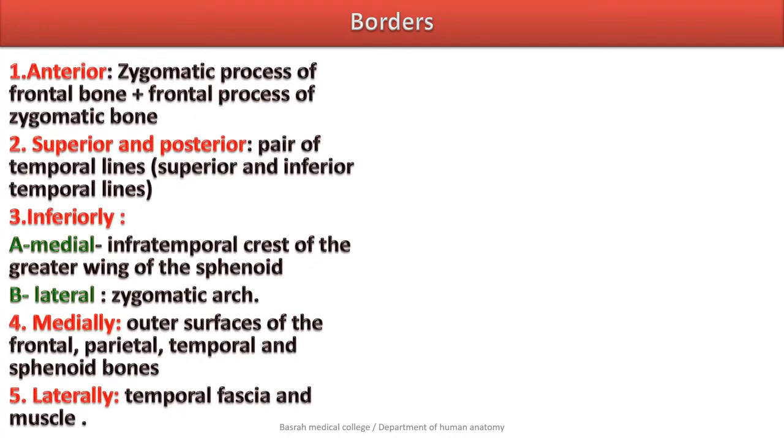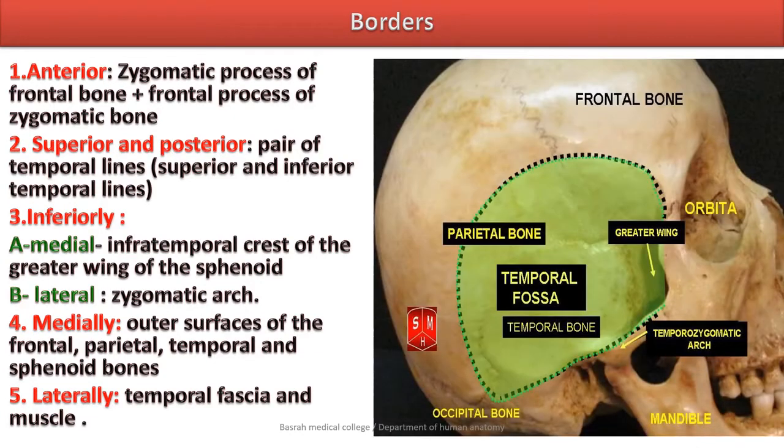Now, what are the borders or the boundaries of the temporal fossa? The temporal fossa has anterior boundary, superior, posterior, inferior, medial, and lateral. The anterior boundary is formed by the zygomatic process of the frontal bone and zygomatic bone. The superior and posterior boundary is formed by a pair of temporal lines, superior and inferior temporal lines.